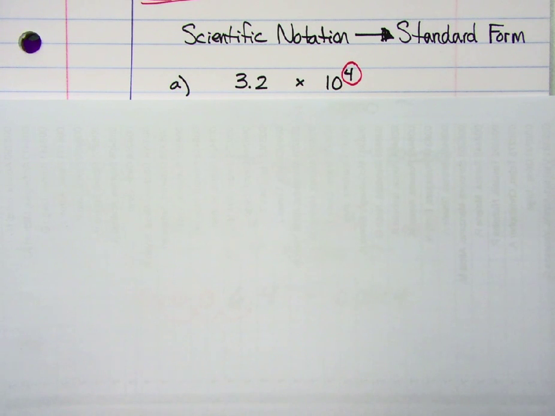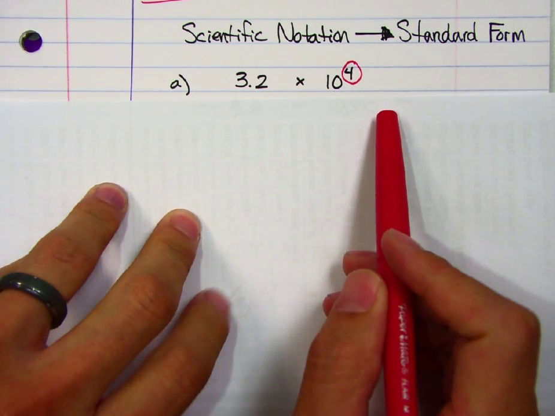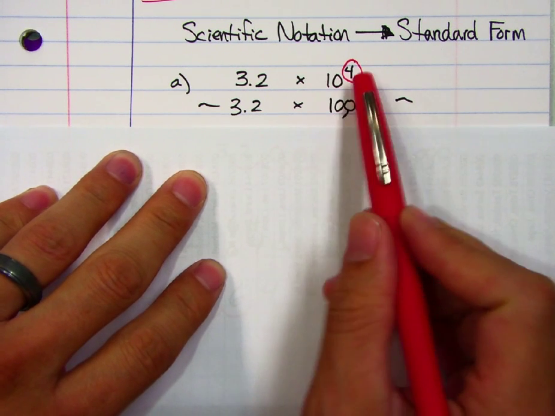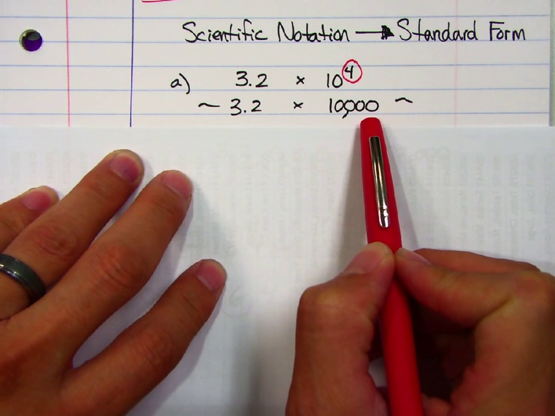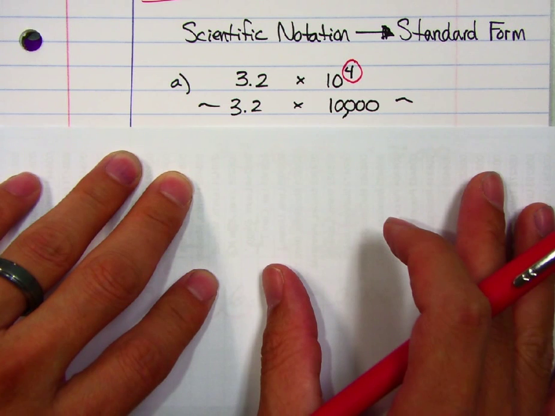Now I'd like you to go over and see how I actually change something from scientific to standard form. So here it is, 3.2 times 10 to the 4th. I can think of this 10 to the 4th as 10 times 10 times 10 times 10, which is 10,000. And if you were to take a calculator, you could multiply these out and figure out that answer. However, there is a faster way to get this.